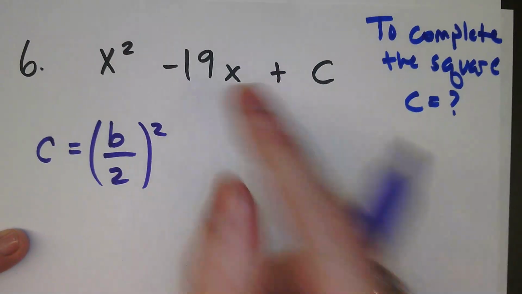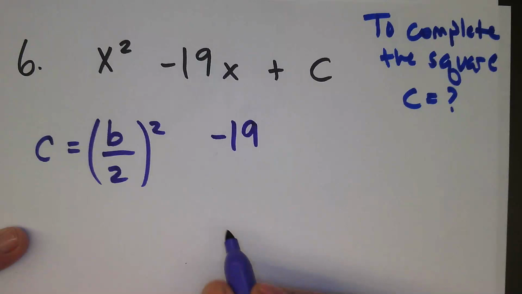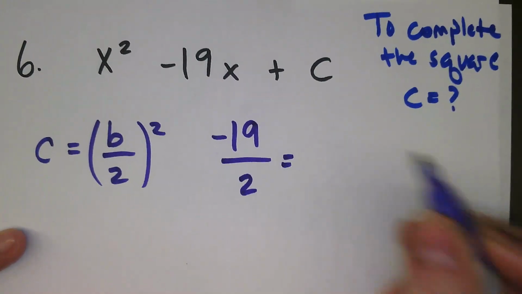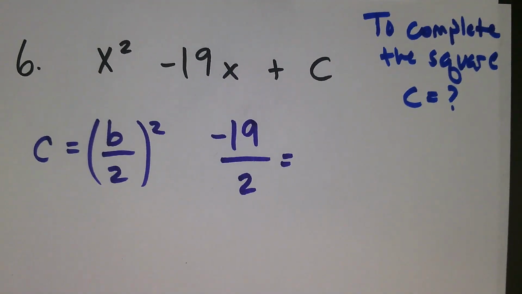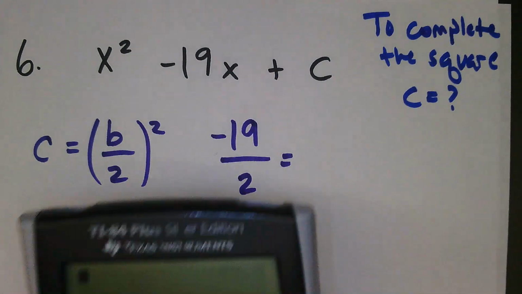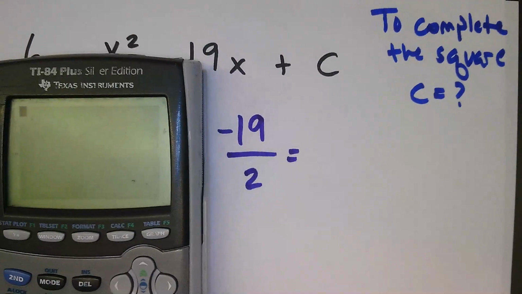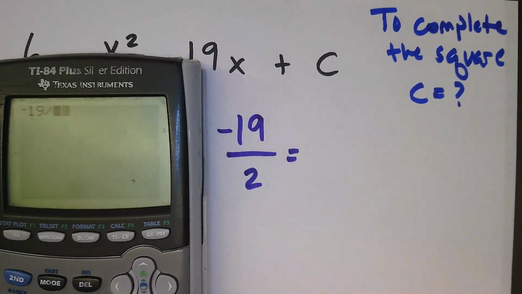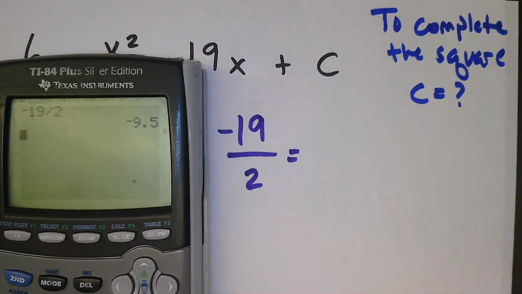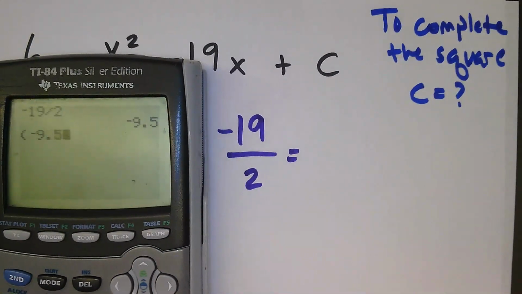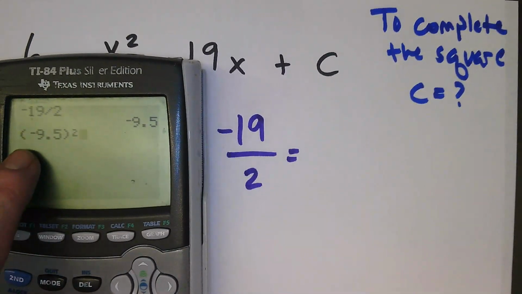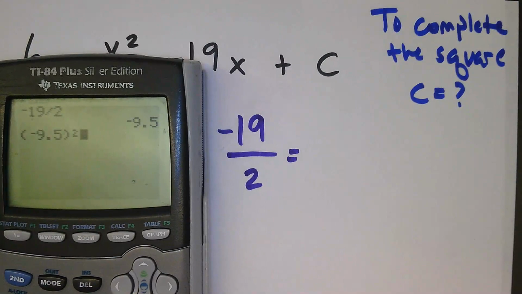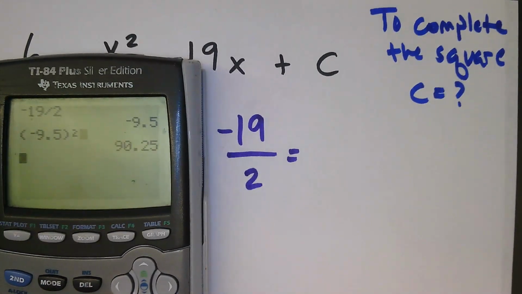So if I do it that way, I take my negative 19, and then I split it in half. Unfortunately, this is an odd number, so it's not going to go in there evenly, but that's okay. We'll get a decimal and we'll deal with it. So I'm going to do negative 19 divided by 2, and then I just need to square that number. So I can just do negative 9.5 and square it. Make sure that if you're using a calculator here that you include that negative in the parentheses.